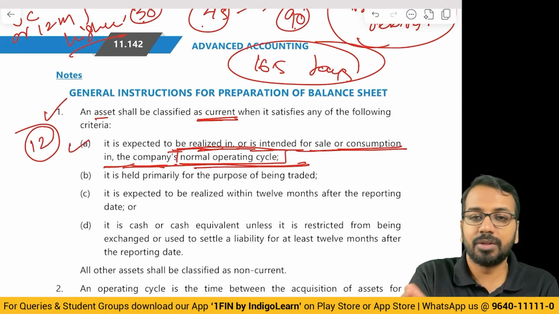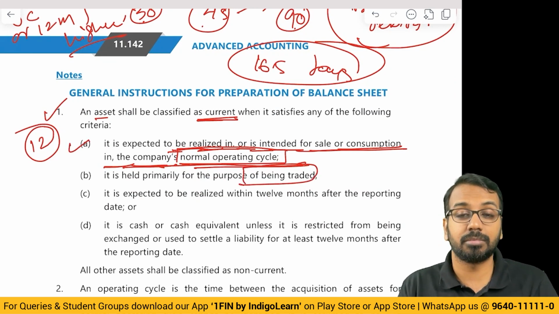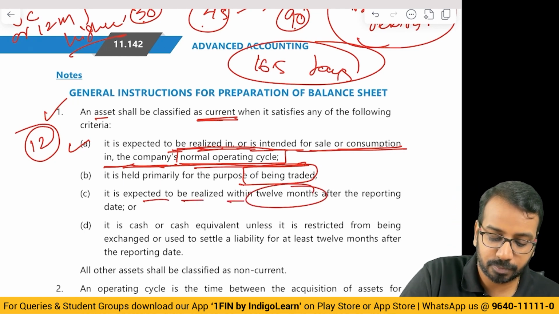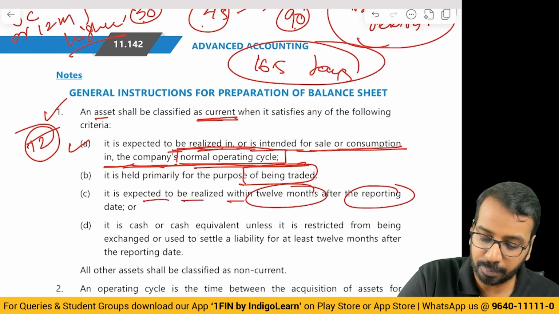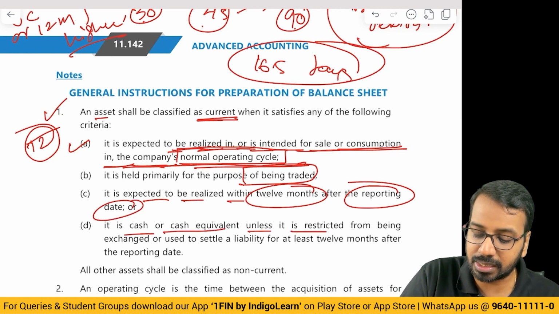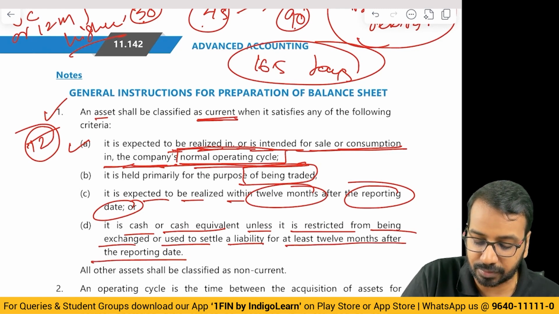Okay, so the first thing is within the operating cycle. Second, it is held for the purpose of being traded, meaning purchase and sale. It is expected to be realized within 12 months. Already we have seen, 12 months from the reporting date, from the balance sheet date. It is cash or cash equivalent unless it is restricted from being exchanged or used to settle a liability for at least 12 months after the reporting date.